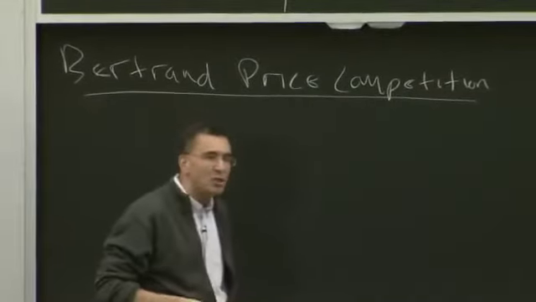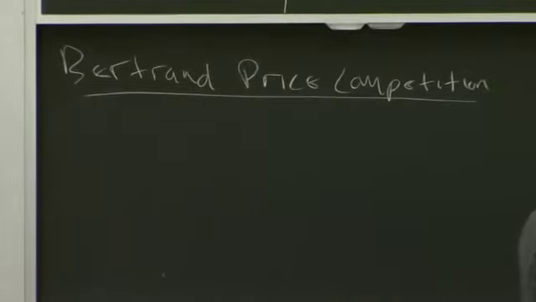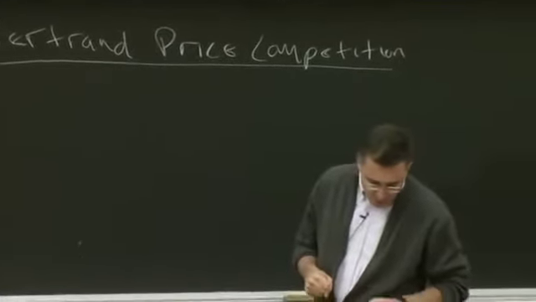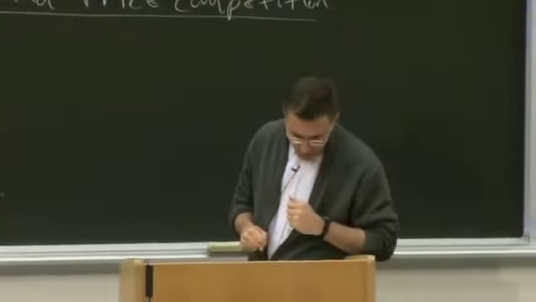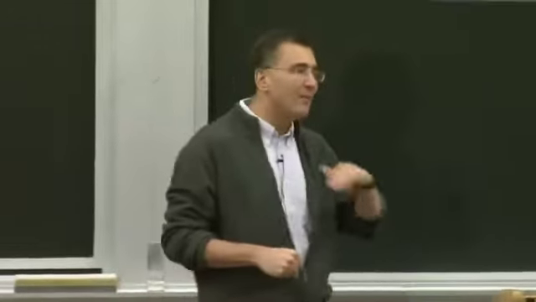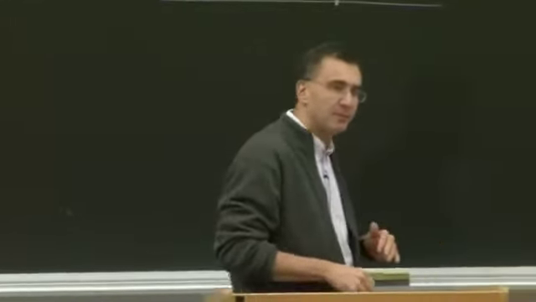Cournot competition is competition over quantities. You get together and decide how much quantity to produce, given what the other guy's producing, and then the market gives you the price. Bertrand competition is the flip of that, which is firms set their price, and they produce whatever the market demands at that price.